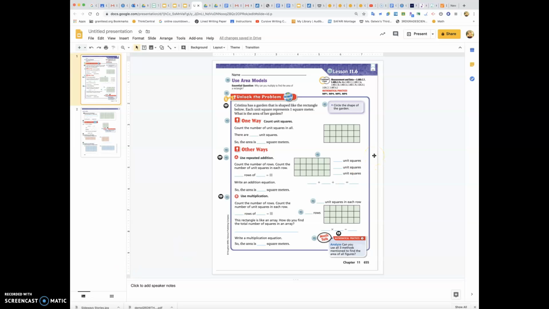So we're skipping 11.5, we're going to 11.6, and this is focusing on using multiplication to find the area of a rectangle. So starting on page 655, our essential question is, why can you multiply to find the area of a rectangle? Here we have a problem.